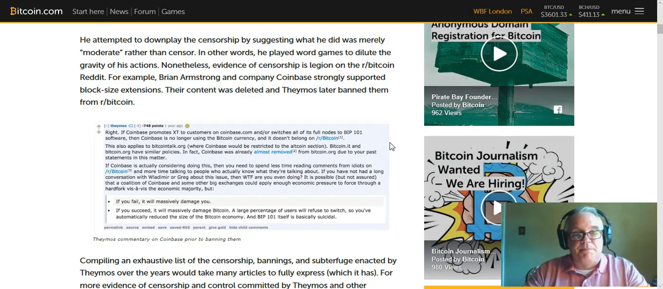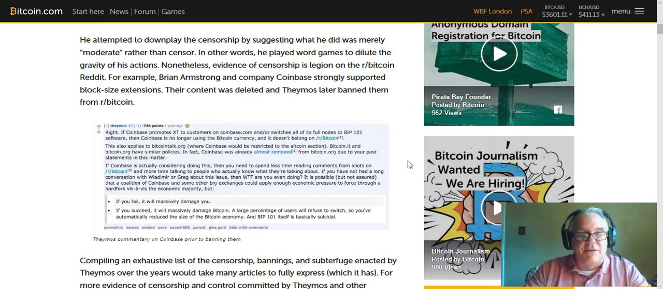This also applies to BitcoinTalk.org, where Coinbase would be restricted to the altcoin section. Bitcoin.org has similar policies. In fact, Coinbase was already almost removed from Bitcoin.org due to your past statements in this matter. If Coinbase is actually considering doing this, you need to spend less time reading comments from idiots on our Bitcoin and more time talking to people who actually know what they're talking about." So you see this guy is... Well, let me just go on.